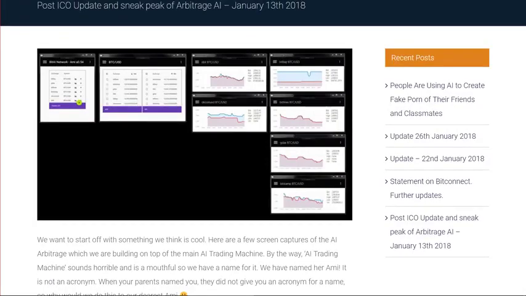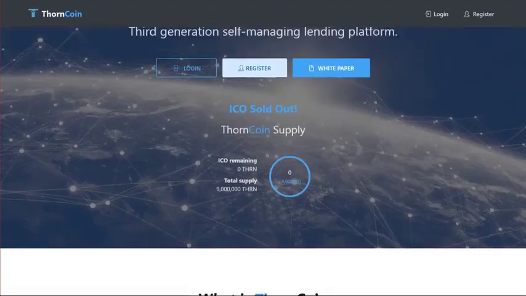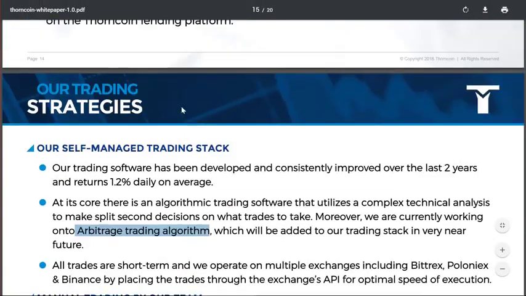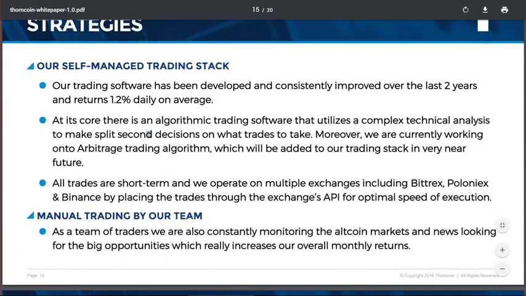Another example would be Thorncoin, which just finished its ICO last week. In their white paper, they talk about trading strategies, and their second bullet point here, we are currently working on an arbitrage trading algorithm, which will be added to our trading stack in the very near future. So these different platforms are talking about arbitrage. What the heck is it? That's what we're about to talk about.